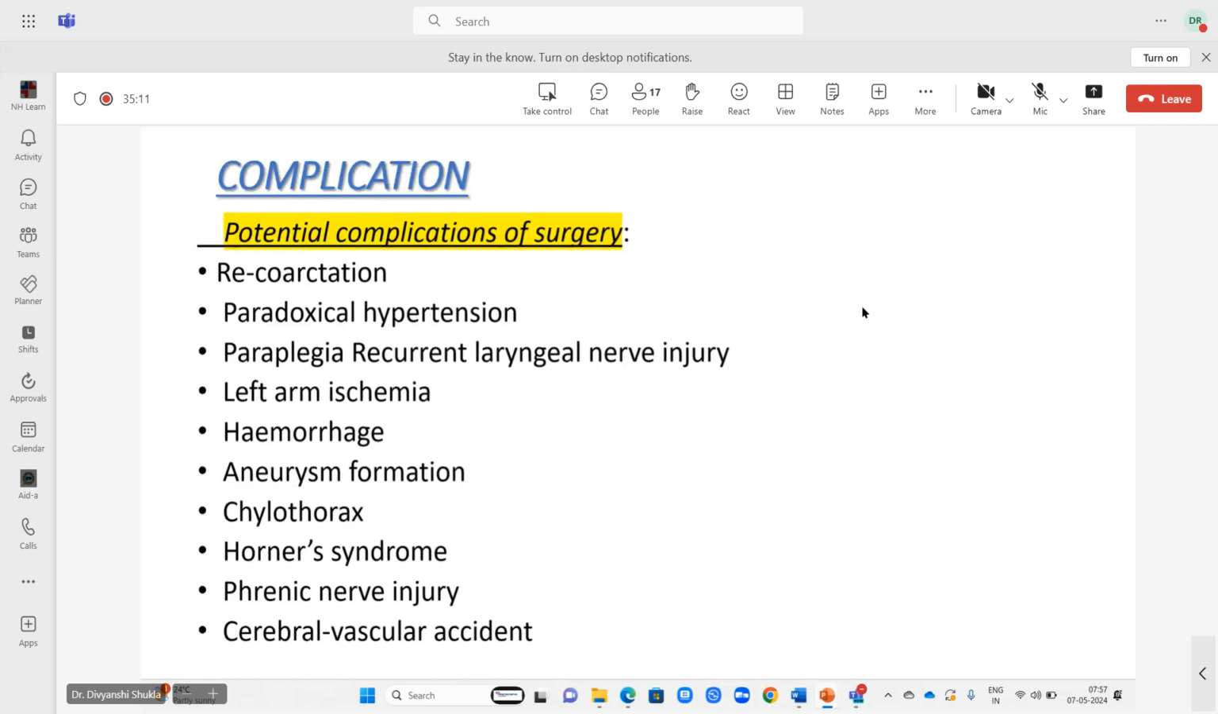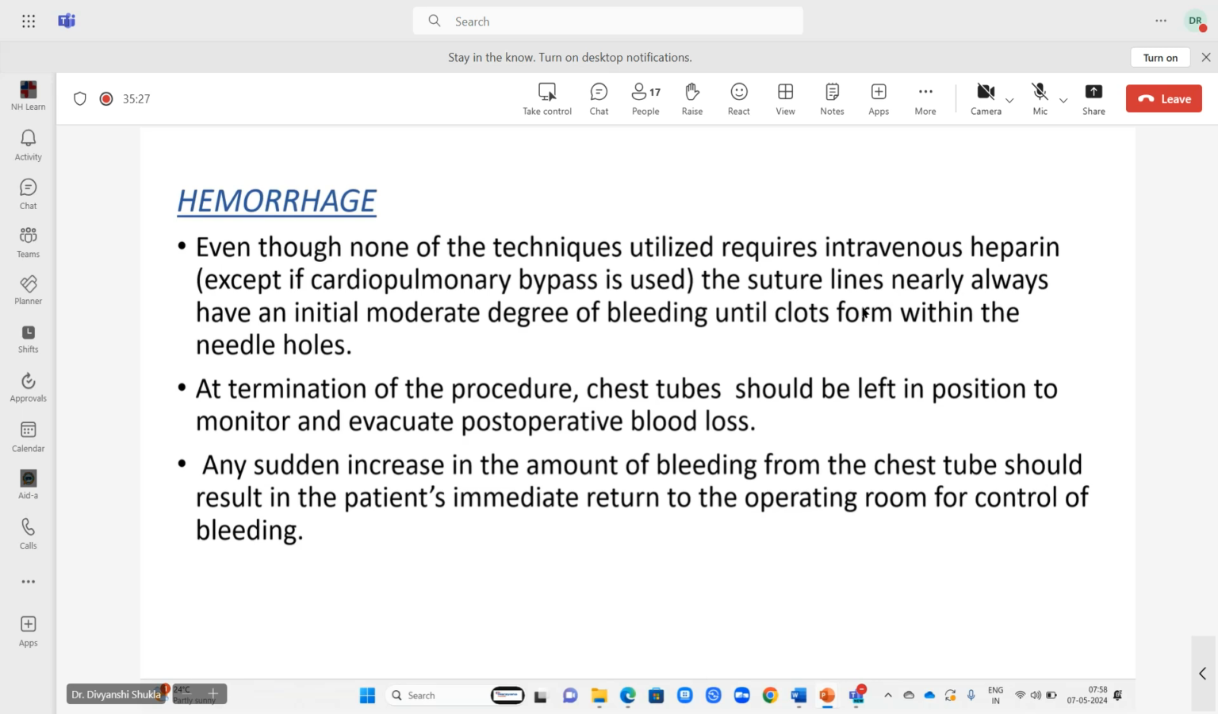Complications: potential complications of surgery are recoarctation, paradoxical hypertension, paraplegia, recurrent laryngeal nerve injury, left arm ischemia, hemorrhage, aneurysm formation, chylothorax, Horner syndrome, phrenic nerve injury, or cerebrovascular accident.